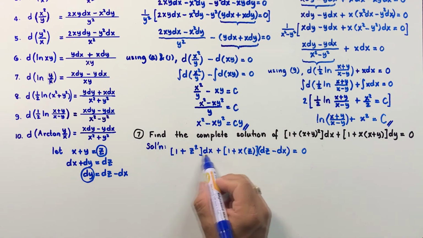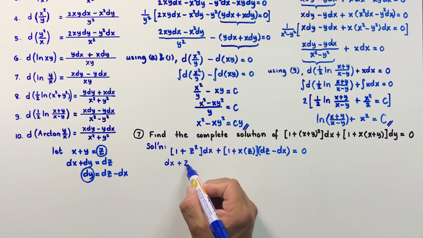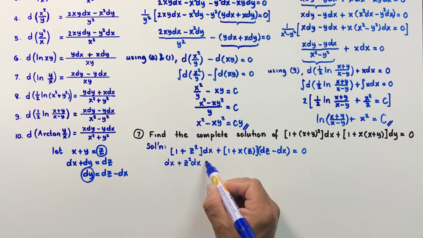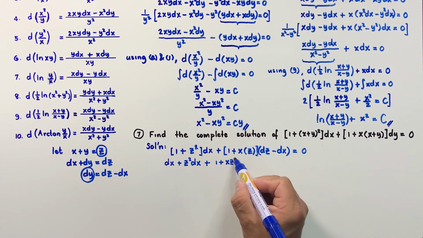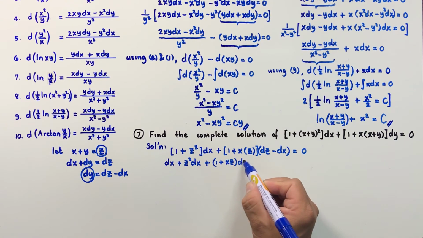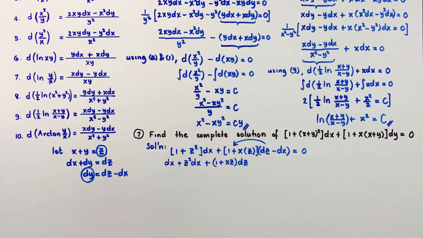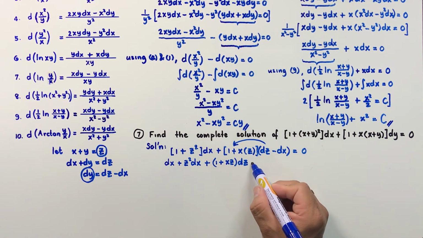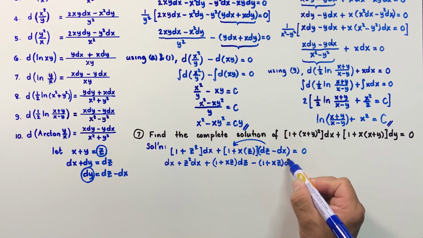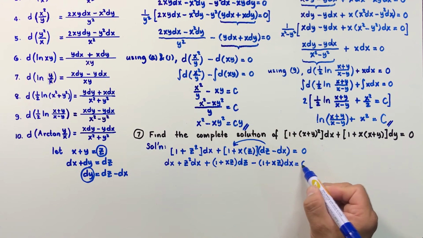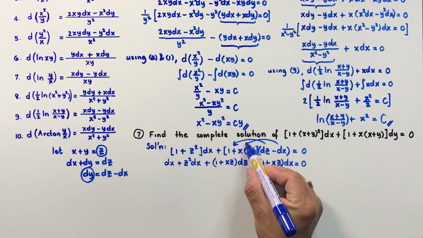Now distributing this dx to this binomial here, we have dx plus z squared dx plus 1 plus xz multiplied by dz, because if you multiply this dz to this binomial here, we have this one, and this will be subtracted by 1 plus xz times dx, and this is equal to 0. And that is true because we multiply this dx to this binomial here.